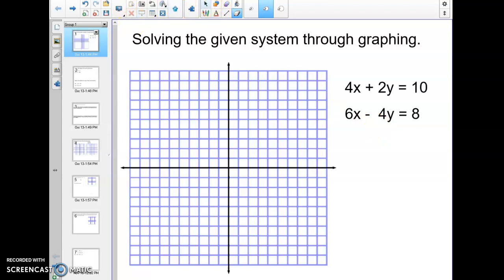Alright, we're going to be reviewing for your Chapter 3 test here. Our first question here is to solve the system by graphing. So we're going to solve each of these lines for y and then graph the line.